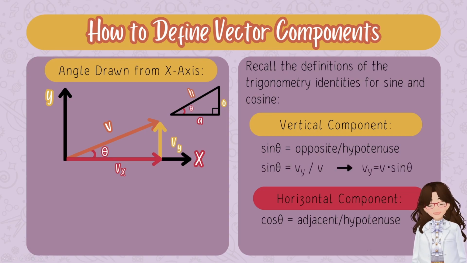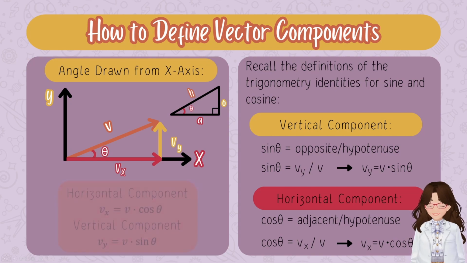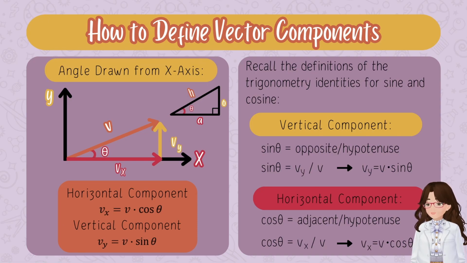So in this case, we can see that sine theta will give us Vy divided by V. And in order to solve for the y component, we're going to multiply both sides by V. And for the horizontal component, we're going to do the same thing, but with cosine. So cosine of theta will give us Vx divided by V, and Vx is going to be equal to the magnitude of the vector times cosine. Now this is a specific setup that works whenever we have the angle drawn from the x-axis. Let's go ahead and practice it.